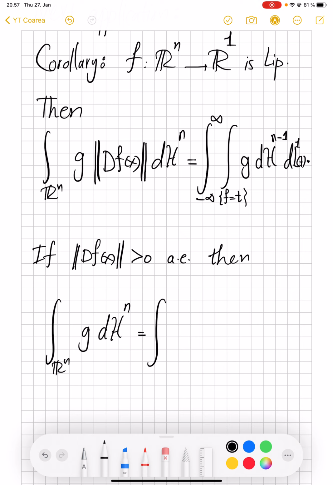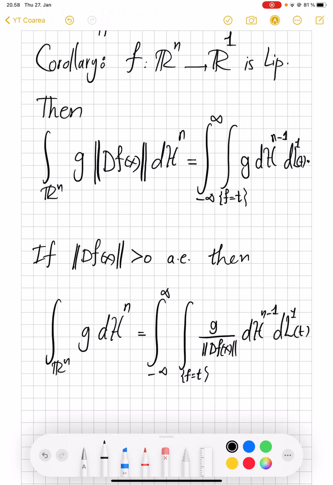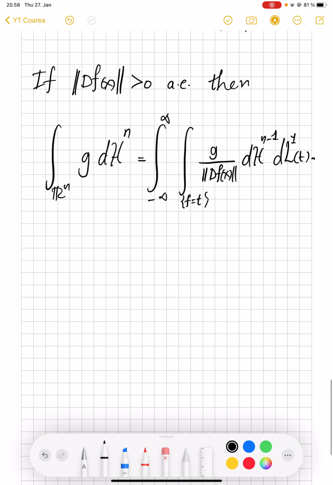is equal to the integral from negative infinity to infinity of, so g is replaced by g divided by norm of df of x, dH^(n-1) dL1 of t. So this is the set of points where f is t. And this gives a whole lot of examples already.